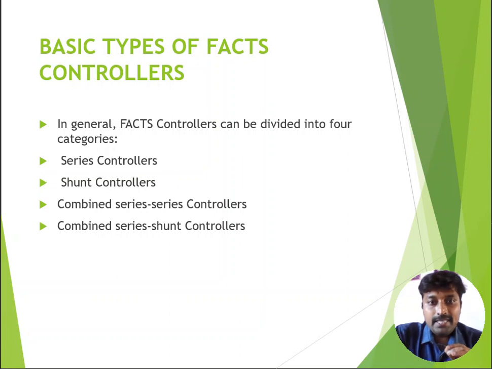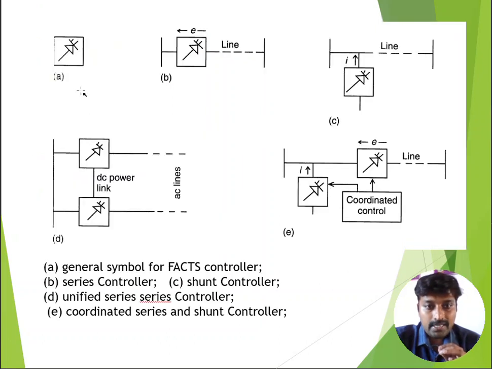These are the basic types of FACTS controllers. In general, FACTS controllers can be divided into four categories: series controller, shunt controller, combined series-series controller, and combined series-shunt controller. You can always see how FACTS devices are represented. This is the general symbol for the FACTS controller. So this is the series controller.